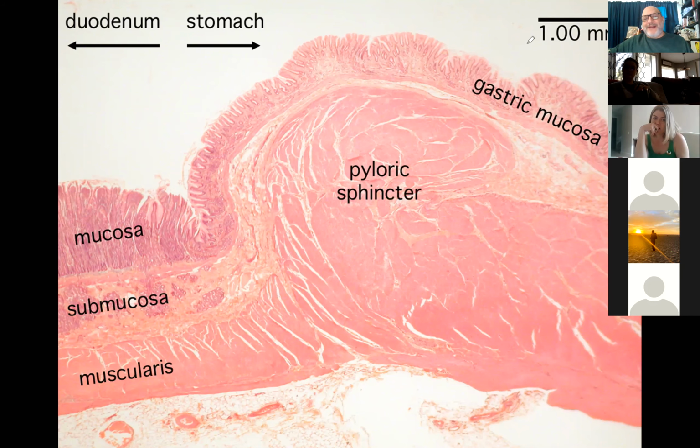So our stomach is bounded on both ends, just like our esophagus. We have the lower esophageal sphincter, or the cardioesophageal sphincter, gastroesophageal sphincter at the proximal end of the stomach. And at the end, we have this big, huge, massive pyloric sphincter.